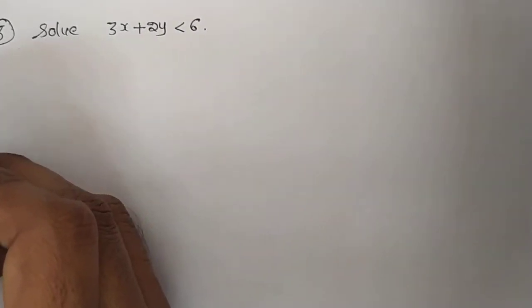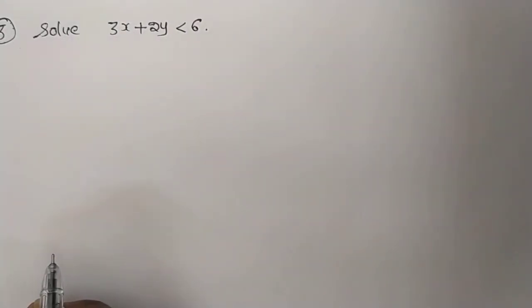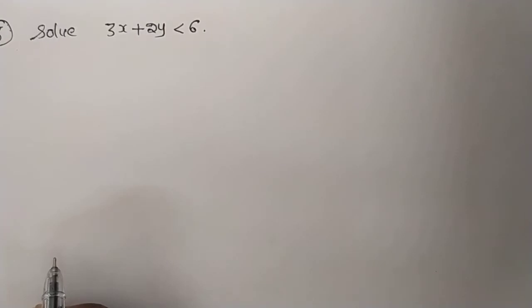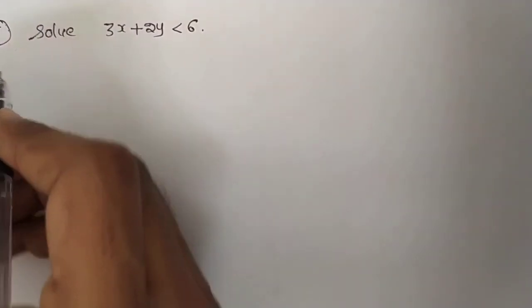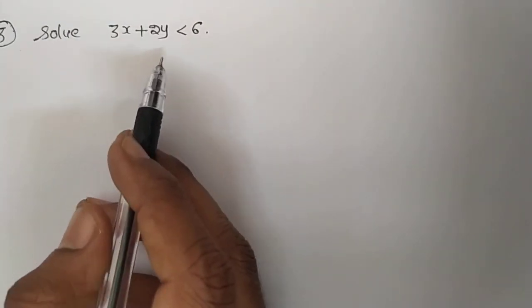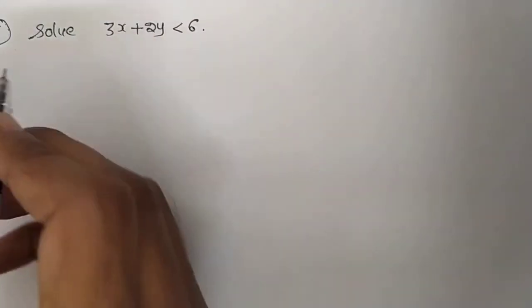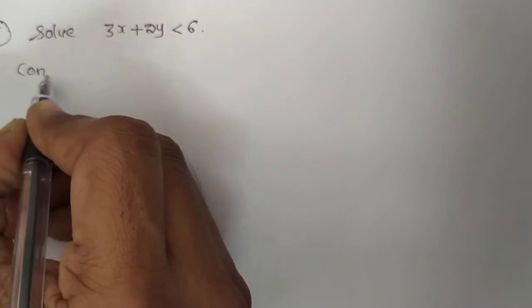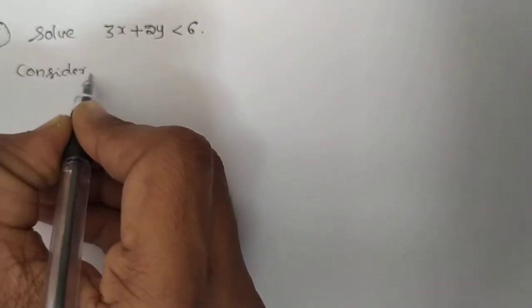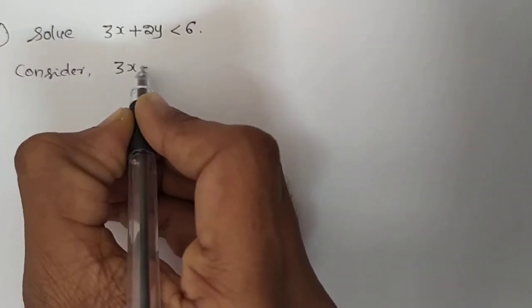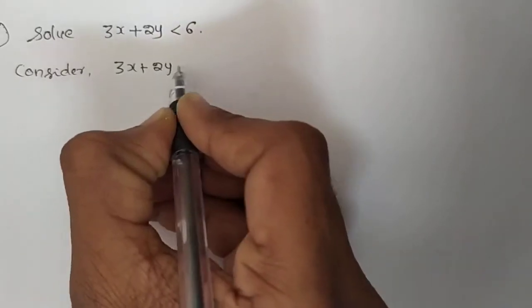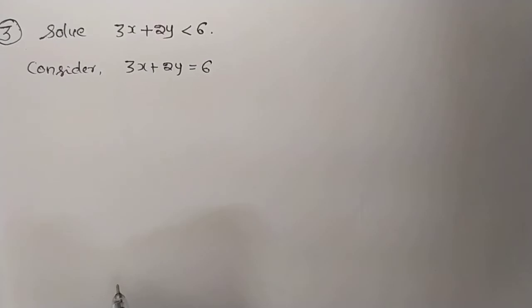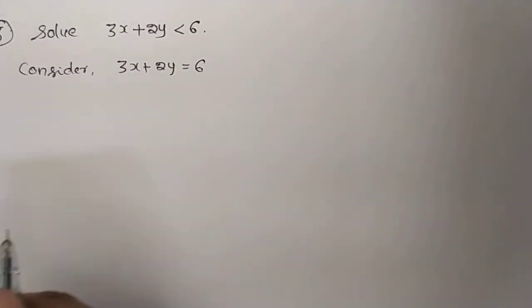You just recall the steps of drawing the graph of a linear inequality in two variables. What is the first step? Whatever the inequality is given, we have to consider it as equal. Let us consider 3x plus 2y equals 6.